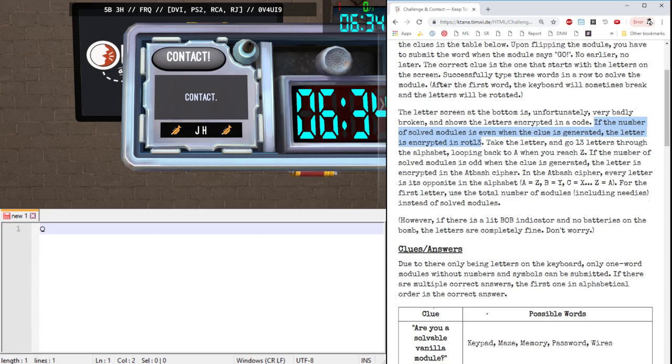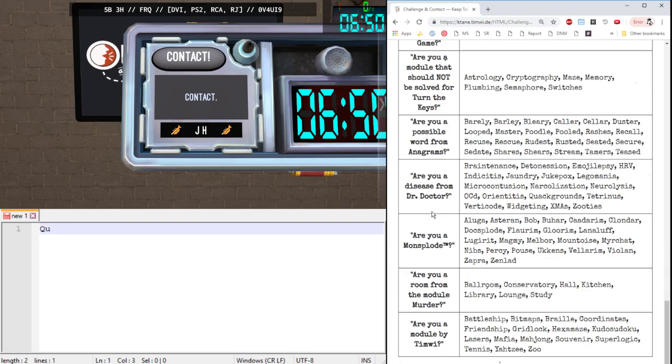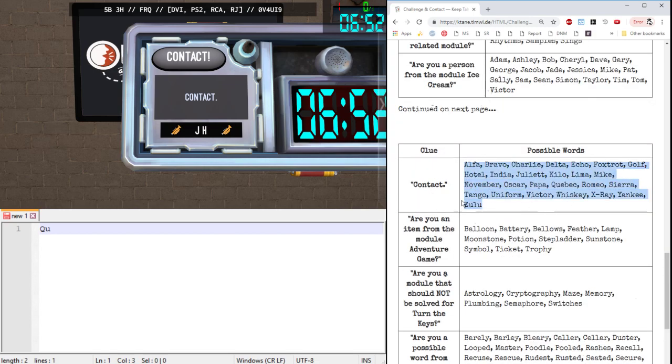The first letter's not going to change, so it's still going to be a Q. So logically speaking, even if you don't know H is 8, 8 plus 13 is 21, which is U. Probably make an educated guess that the next letter is U. So QU, the clue is contact. It's kind of a weird clue, but it's really just the NATO alphabet. QU is Quebec.